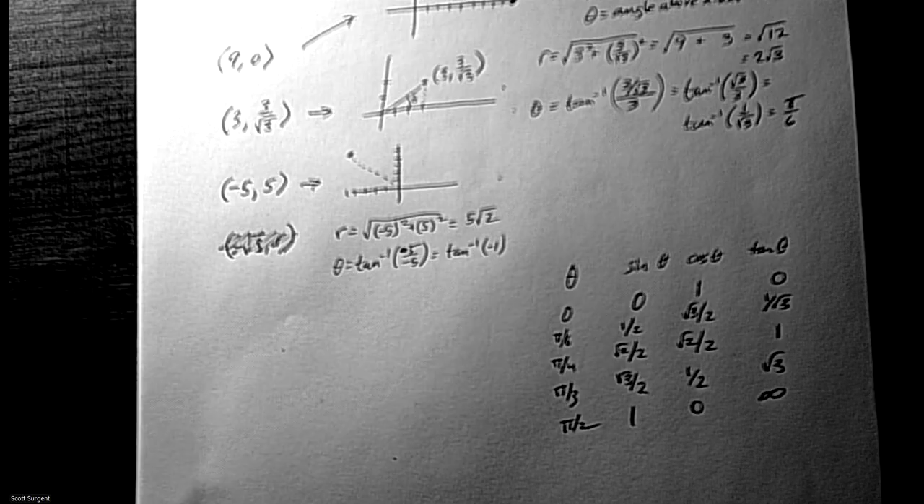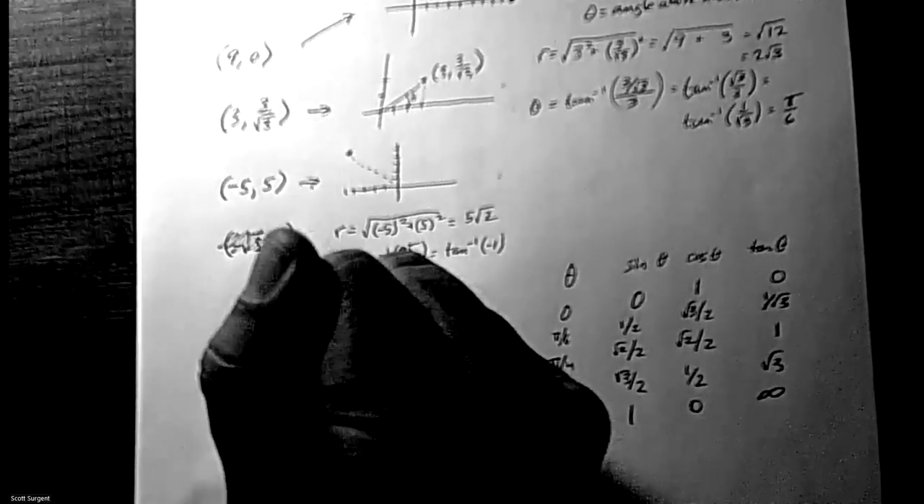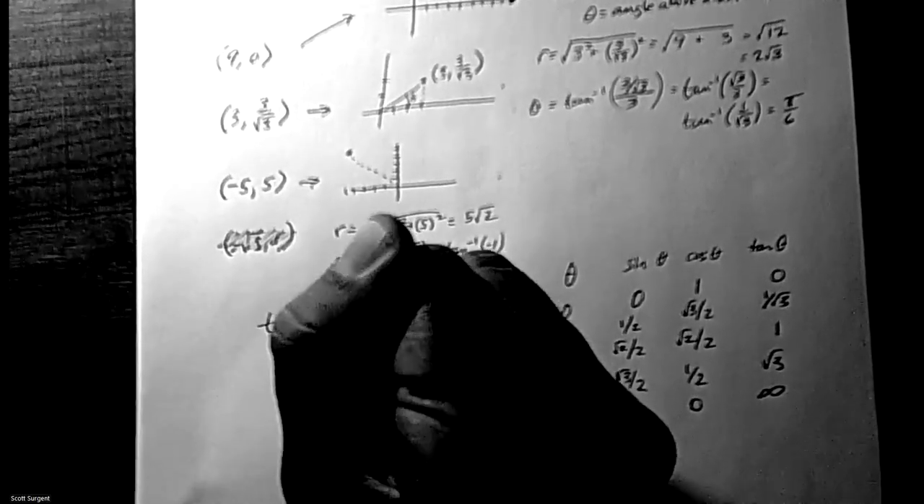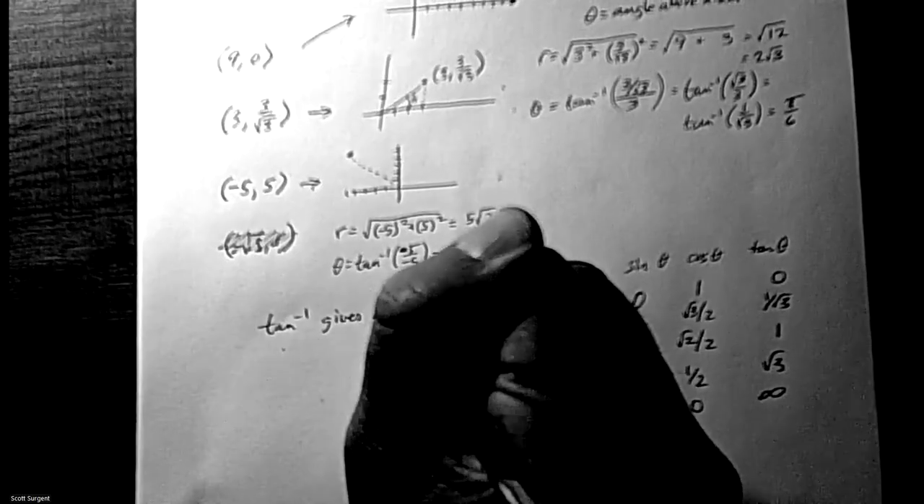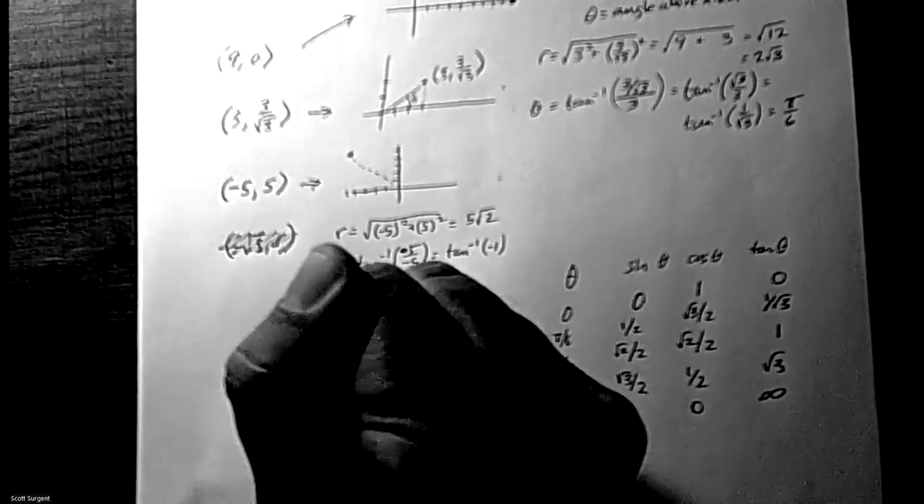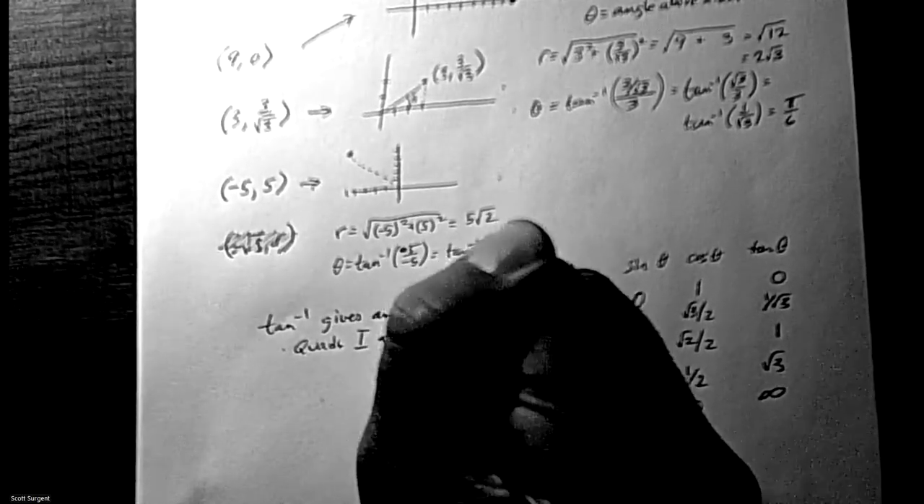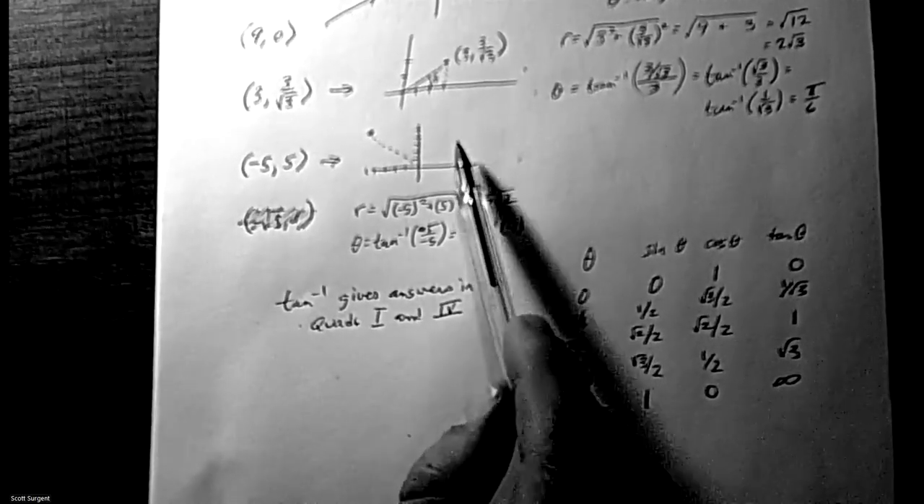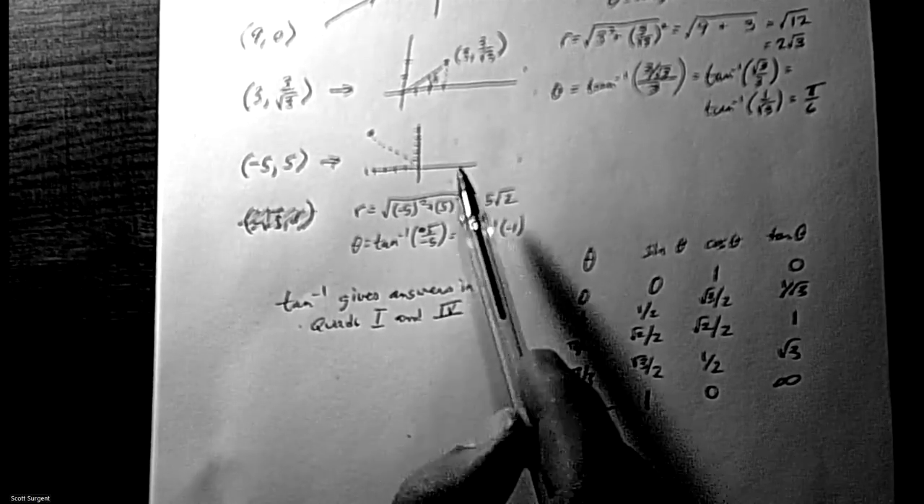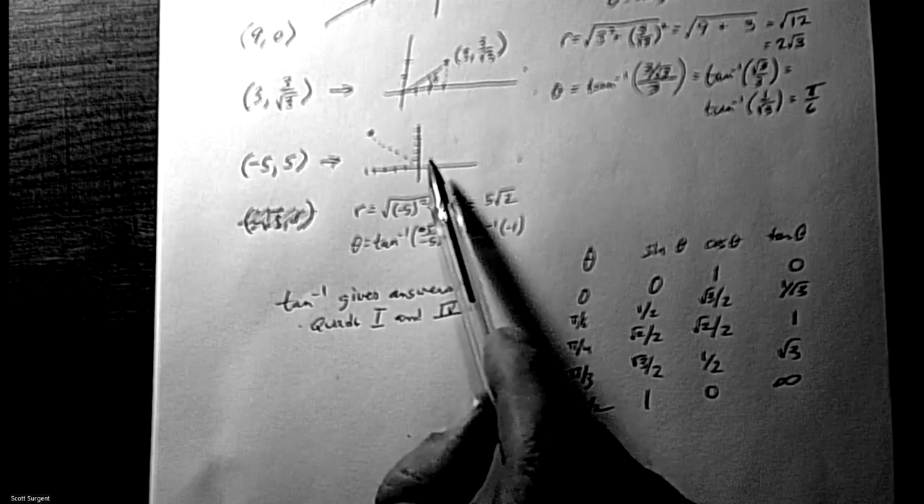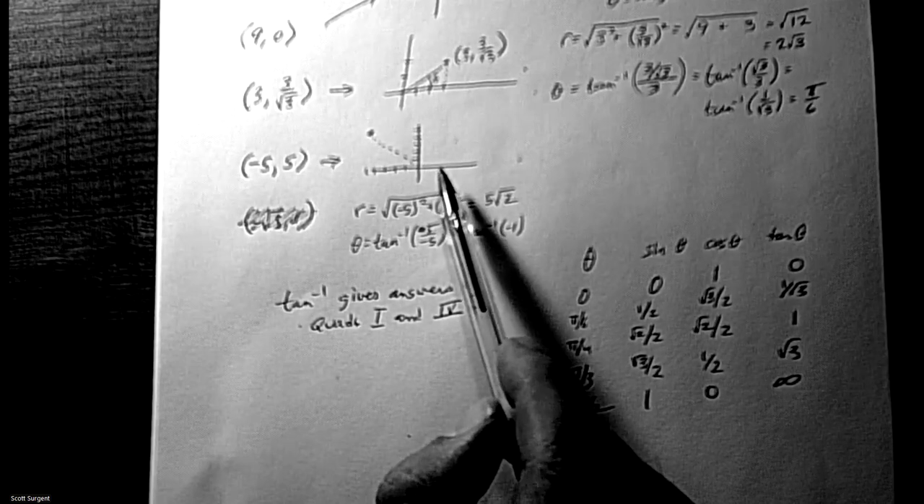It actually gives me -45 degrees, which puts me in the fourth quadrant. So you have to be aware that the arctan gives answers in quadrants 1 and 4. If you just use your calculator, it's just going to spit back answers either in quadrant number 1 or quadrant number 4. So what we need to do here is, well, there's a couple things.